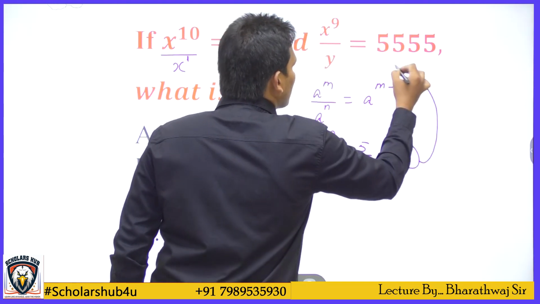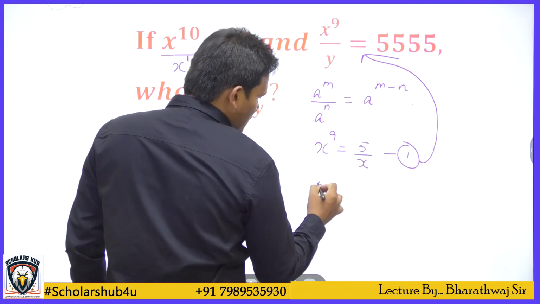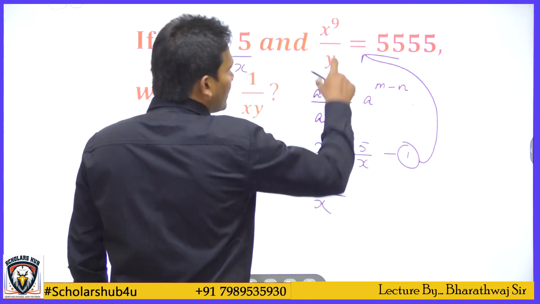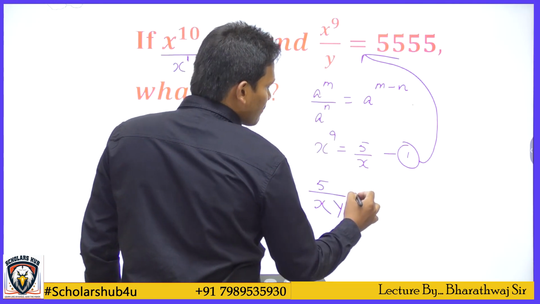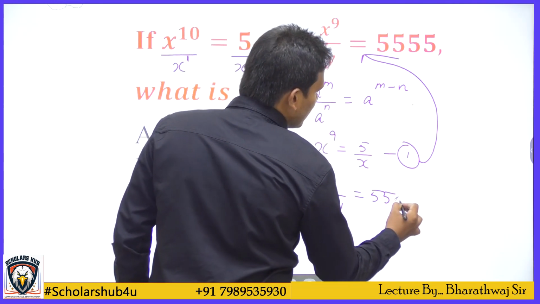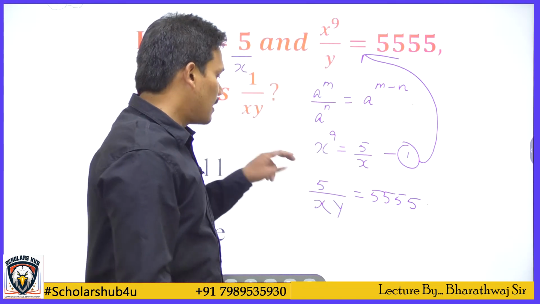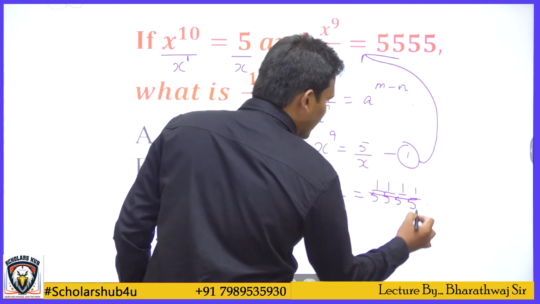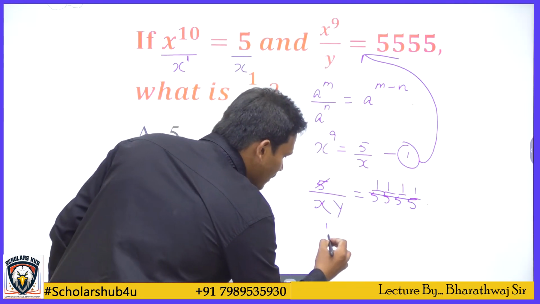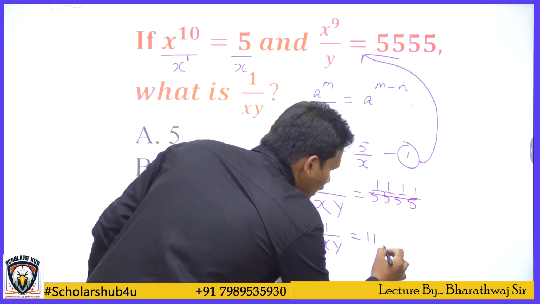Now put this equation in the other equation. X power 9 equals 5 by x, and here I am left with 1 by y. This value is equal to 5555. So you can cancel this 5555 with this 5: 5 ones are 5, and one each for the rest. So at last I am left with 1 by xy equal to 1111.